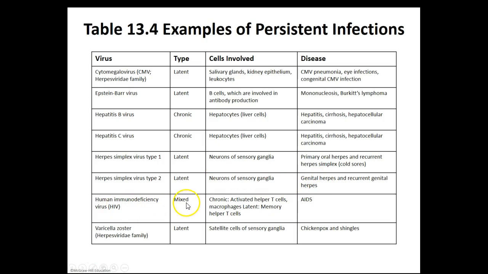HIV actually exhibits mixed. You can see the chronic, it actually affects the active helper T cells. Latent, it affects the memory T cells. We'll talk about those actually in our immunity chapter. Then the varicella zoster virus, which actually causes chickenpox. It's a latent virus. If you think about it, shingles, which is the latent form of it, can be reactivated multiple times over the course of an individual's life.